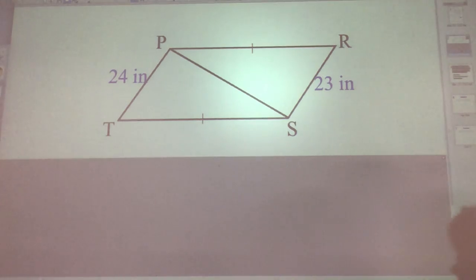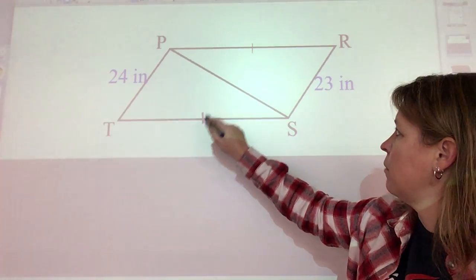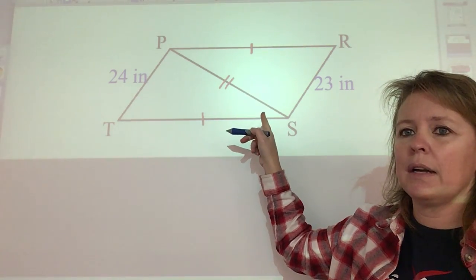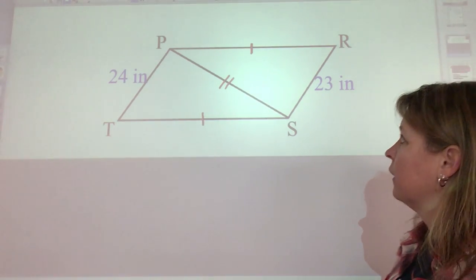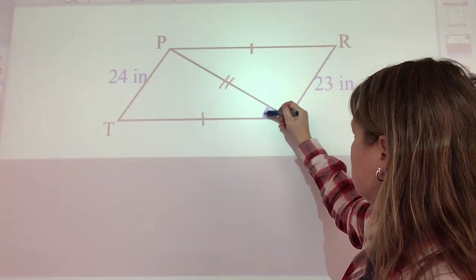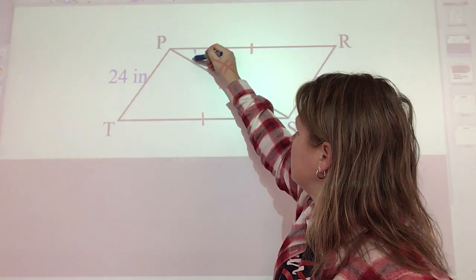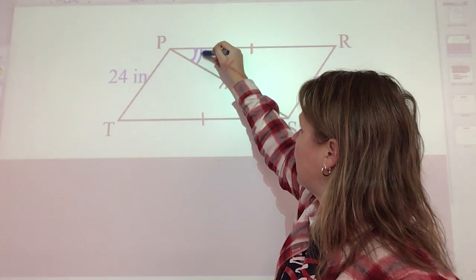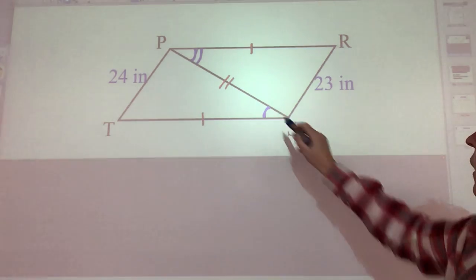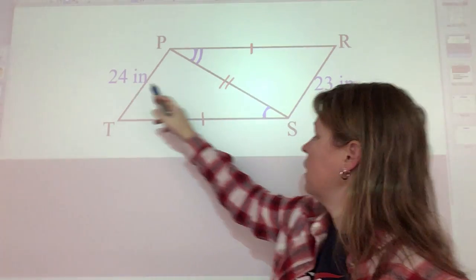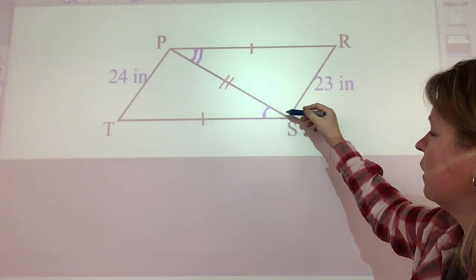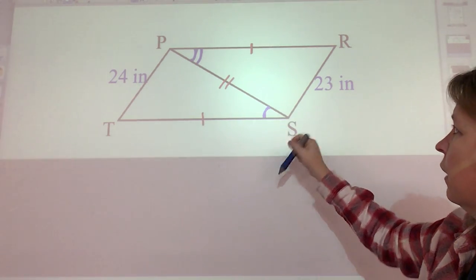Here's a diagram. We have one pair of congruent sides, two pair of congruent sides due to the reflexive property. We know that this is the included angle between those two sides, and we know that this is the included angle between those two sides. Which angle is bigger? Definitely 24 inches is bigger than 23 inches. It's not much bigger, but this angle down here is bigger.